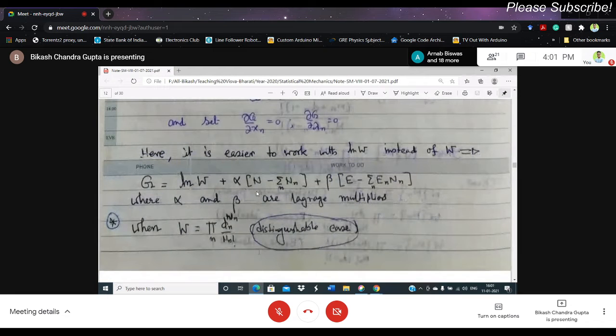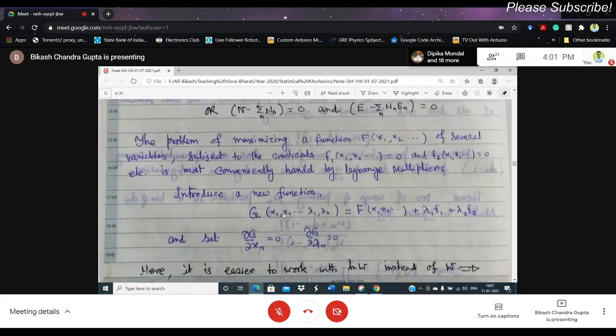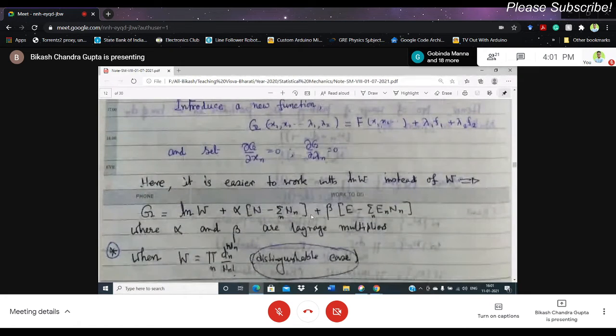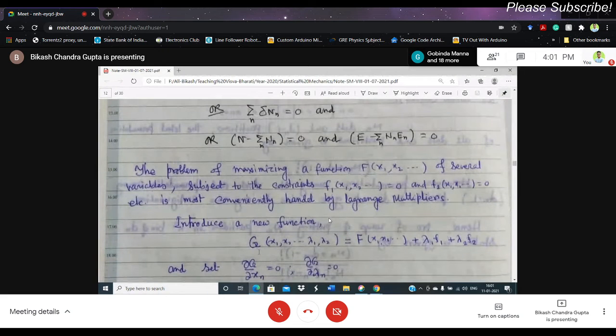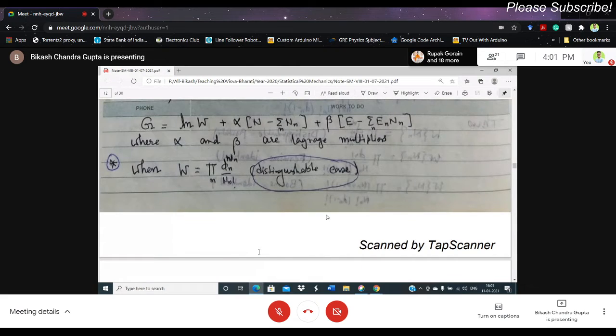Now here it is easier to work with ln W, as I said, since it is a huge number, instead of W. Then we take G equals ln of W plus lambda 1 times F1, which is basically this because this is my equation. Plus beta, another Lagrange multiplier, times this one. This is the new function, and this function has to be optimized, where alpha and beta are the Lagrange multipliers.